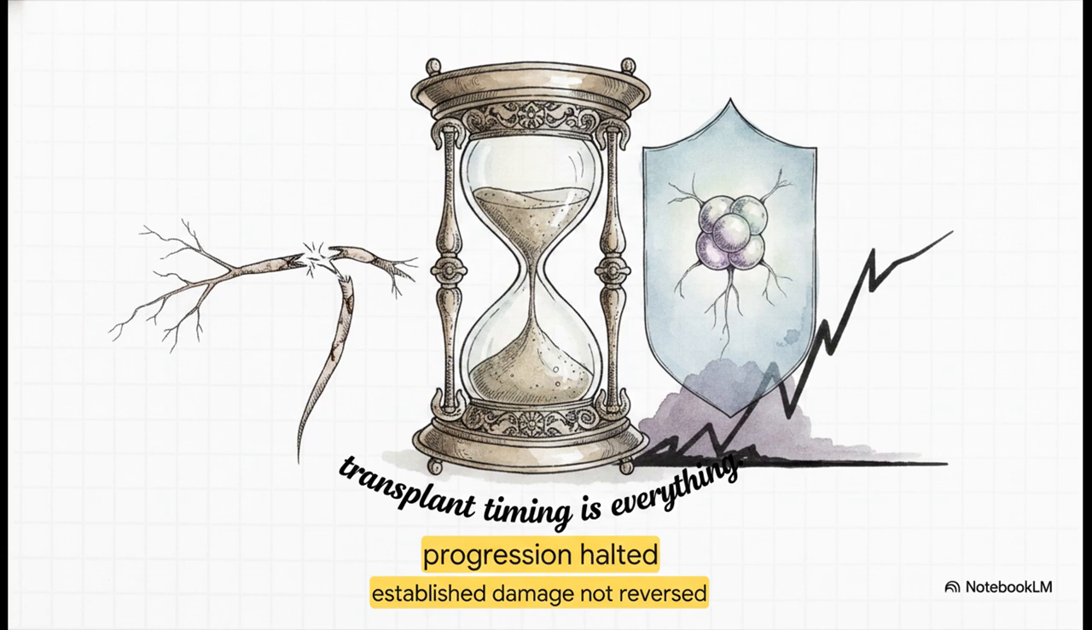HSCT primarily just halts or slows further progression by supplying enzyme-competent donor cells. It does not, I repeat, does not reverse established neurological damage. Timing is literally everything. It's way more effective when performed pre-symptomatically or in early symptomatic, slowly progressive cases. It's unfortunately far less effective in the rapidly progressive late infantile form.